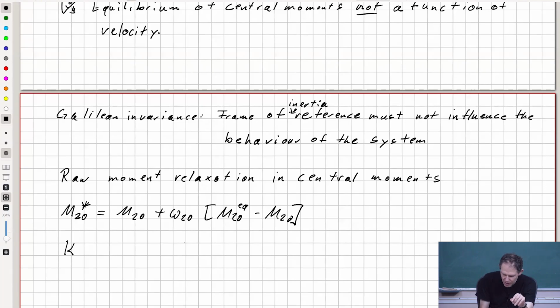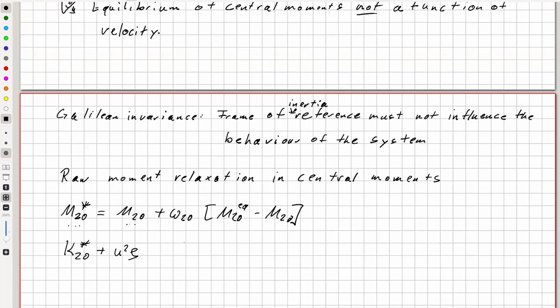Now let us replace all these moments with their central moment counterpart. So this is K20 star comes with U square rho. I'm just replacing this moment here with its central moment counterpart. Next, I will replace this moment here with the central moment counterpart.